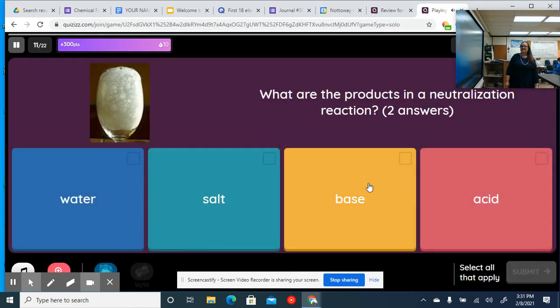What are the products of a neutralization reaction? And we need both products. The products are water and salt.